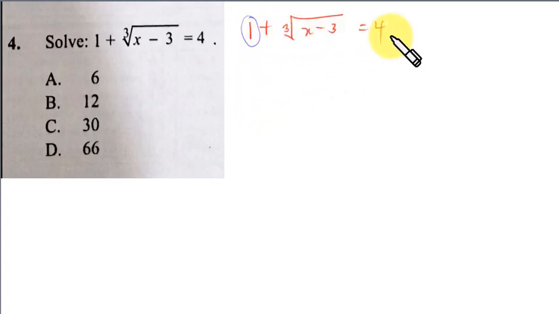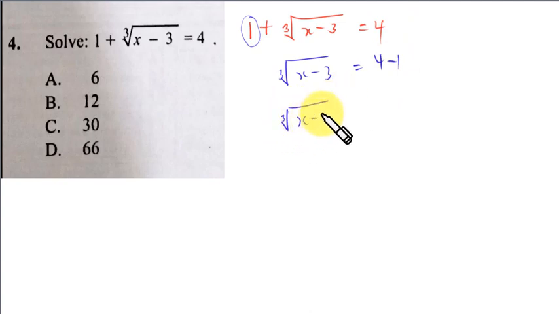I will subtract 1 from both sides of the equal sign so that I will have the cubic root of x minus 3, and here I will have 4 minus 1. When I subtract 1 from the left side, the 1 will go away, and I'll subtract 1 from 4, then I'll have 4 minus 1. So let me simplify this here. So I have the cubic root of x minus 3 equals 3.